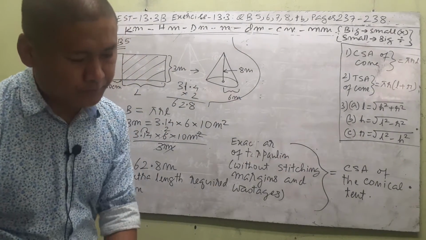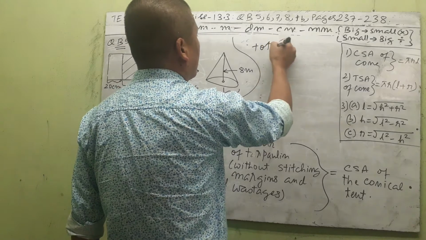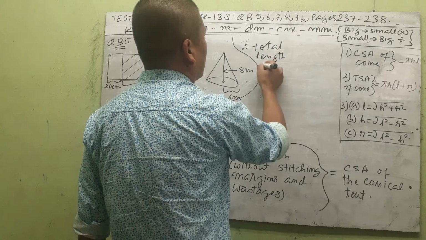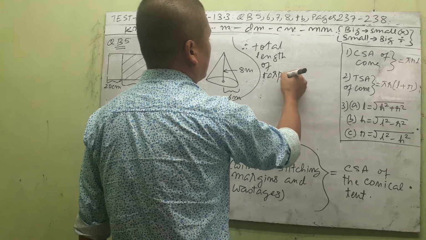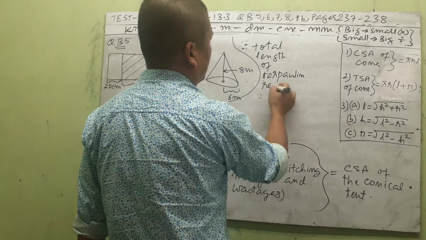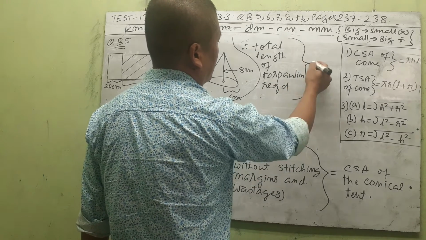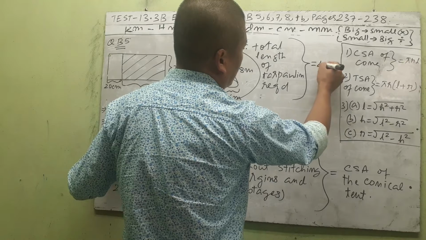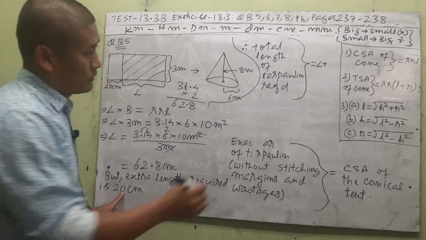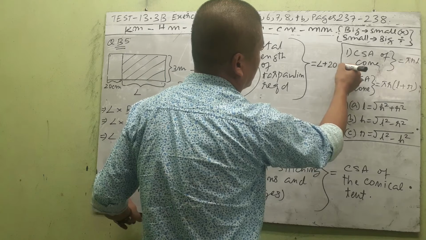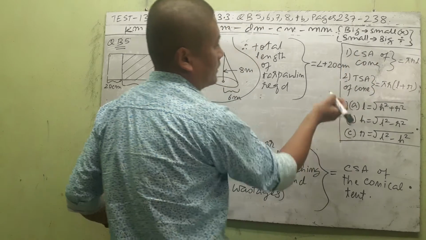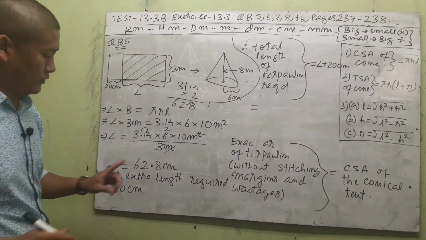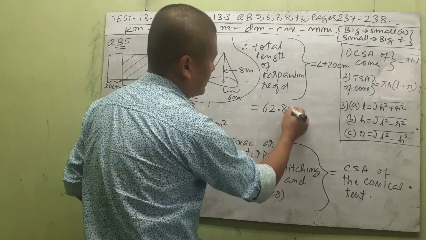So we will have to write, so total length of tarpaulin required. Total length of tarpaulin required will be the exact length L plus the extra 20 centimeter. Okay, so that will be equal to L, which just now we got to be 62.8, so 62.8 meter.